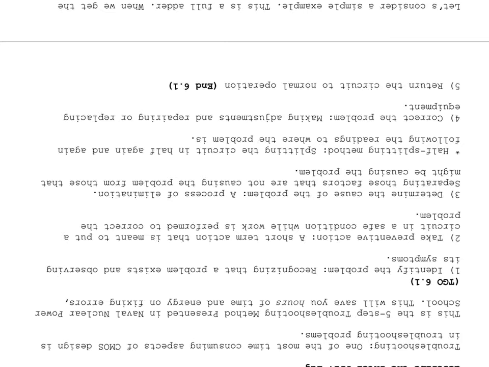Step 4, correct the problem. You've identified your problem, fix it. And then step 5, you want to return the circuit to normal proper operation.